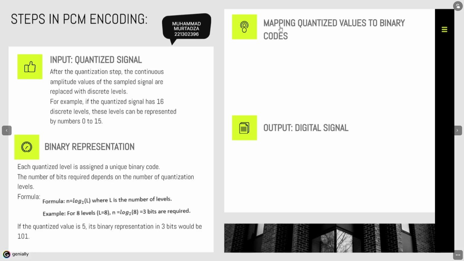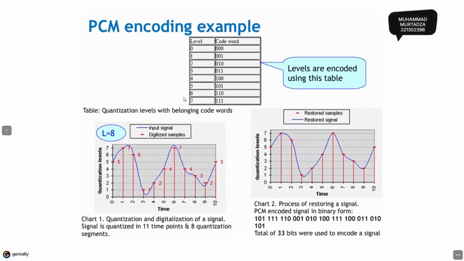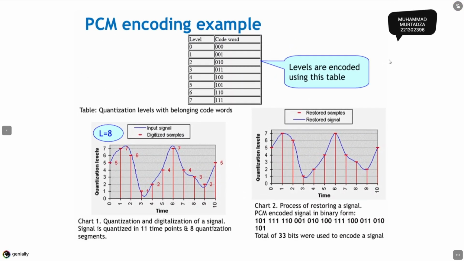And the next step is mapping quantized values to binary codes. Each quantized value is converted into its corresponding binary representation. This creates a sequence of binary numbers that represent the original analog signal. So I'm going to show you the example. I got this from the slide of chapter 4 part 2, PCM encoding examples.